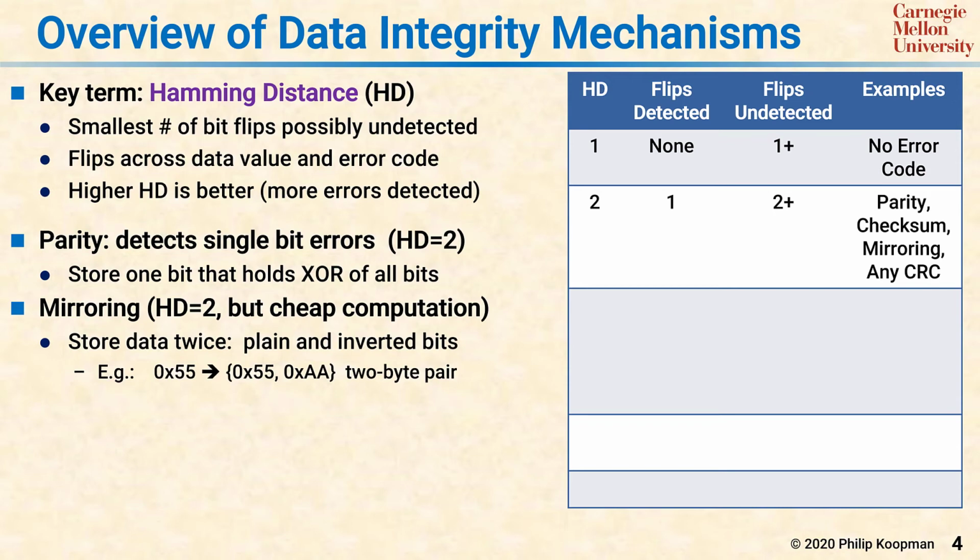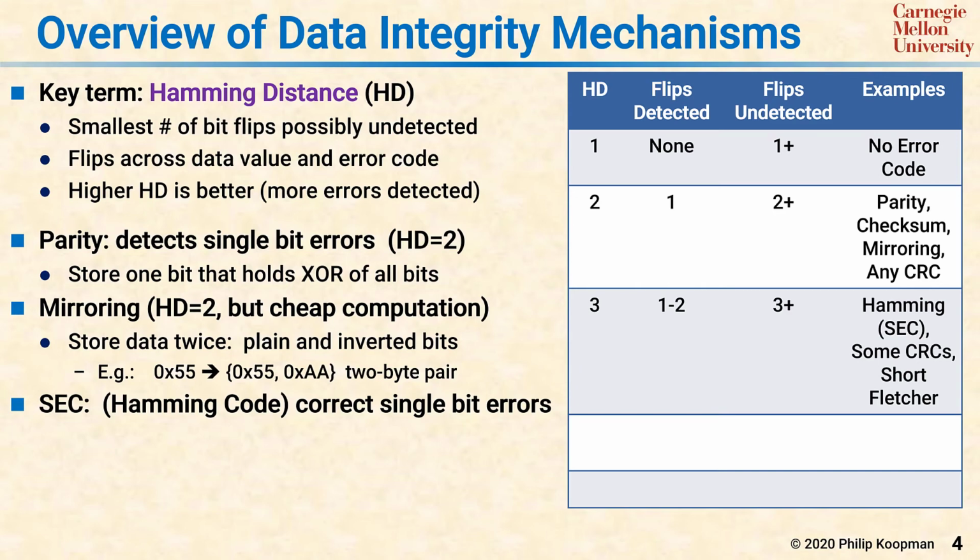We'll get to CRCs momentarily, but there are some situations in which a CRC is only able to provide HD equals 2 as well. If you want HD to be 3, then you typically use a Hamming code, which is single error correction codes to correct single bit errors, some CRCs, or a short Fletcher checksum, and we'll get to Fletcher checksum in a moment. The idea at HD equals 3 is you have the ability to detect 1-bit errors and 2-bit errors, but you can spend the Hamming distance either to correct a single error or to detect both 1 and 2-bit errors. You cannot do both at the same time.